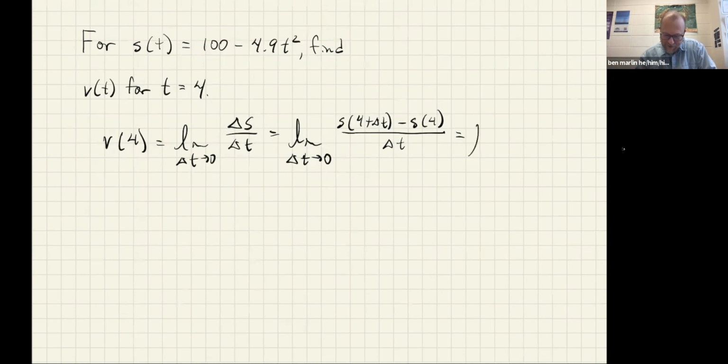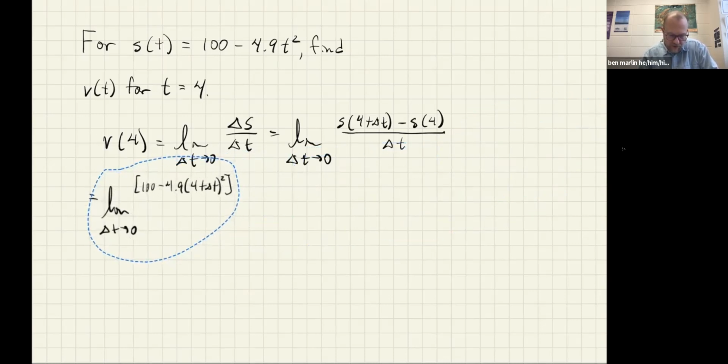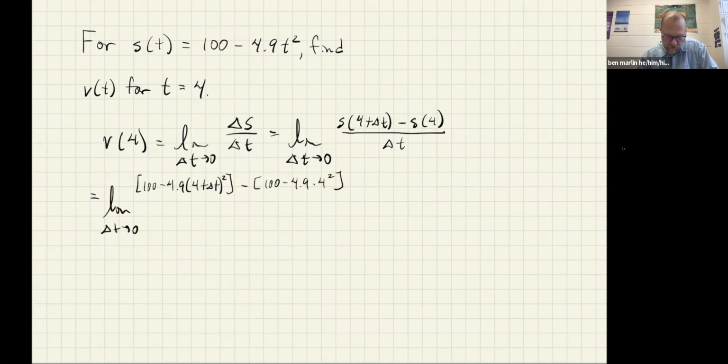So, all right, limit delta t goes to 0. We have to go in here and think about that s of t, and we'll have to say it is 100 minus 4.9 times the quantity 4 plus delta t, squared, minus the quantity 100 minus 4.9 times just plain old 4 squared. And then we'll divide all that by our delta t.